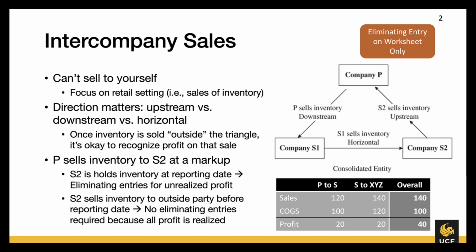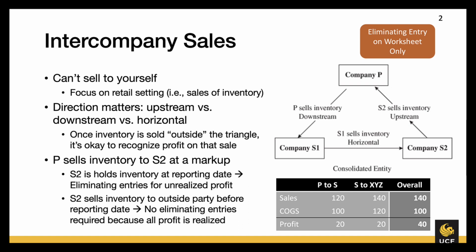Once inventory is sold outside of this triangle, then it's okay to recognize the profit on that sale. But we cannot recognize any profit on sales between the entities in our triangle until that time. So for an example, let's say that our parent company sells inventory to one of their subsidiaries at a markup. If our subsidiary is holding that inventory at the reporting date, then we need eliminating entries for that unrealized profit. It becomes realized once it's sold outside of the consolidated entity. So once that subsidiary sells the inventory outside of the consolidated entity, then we're going to bring that profit back into the mix because now it's realized.